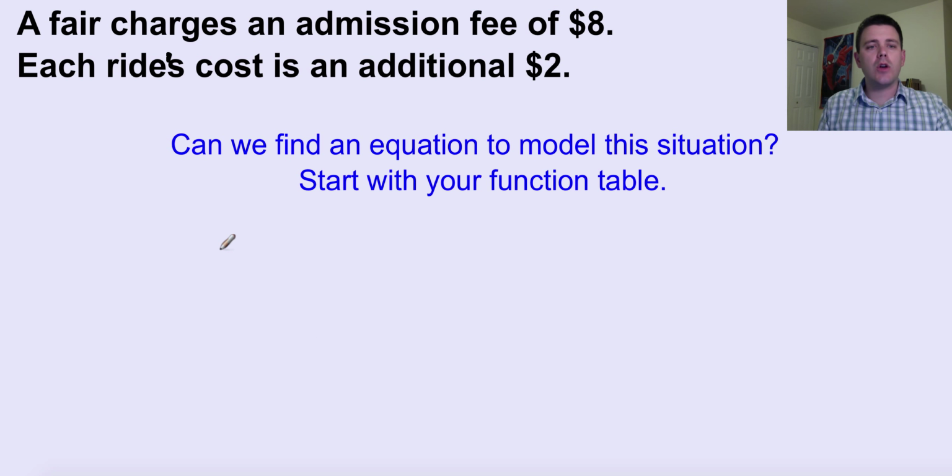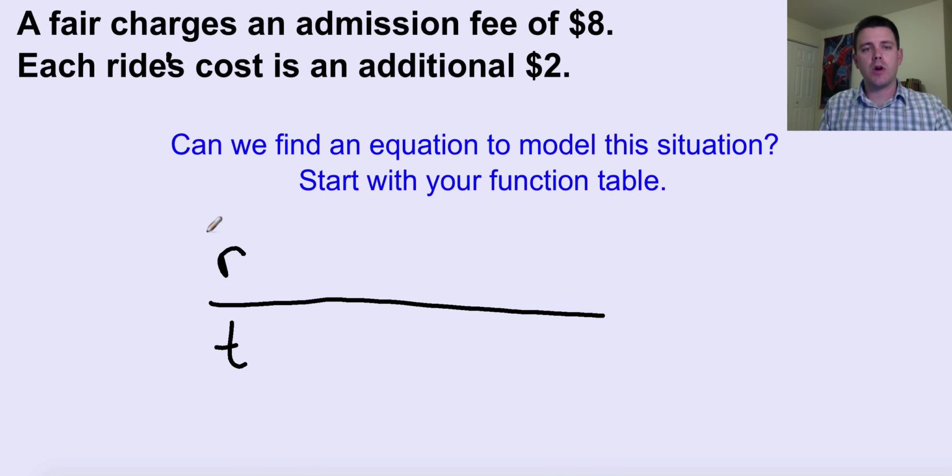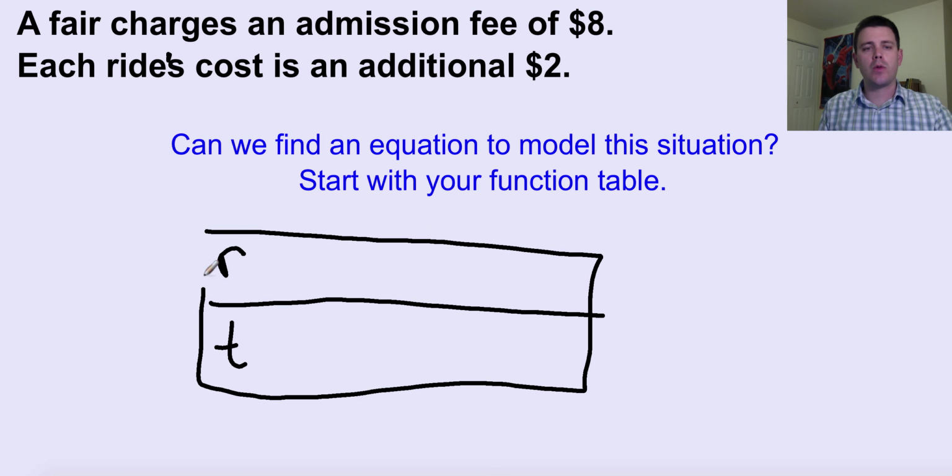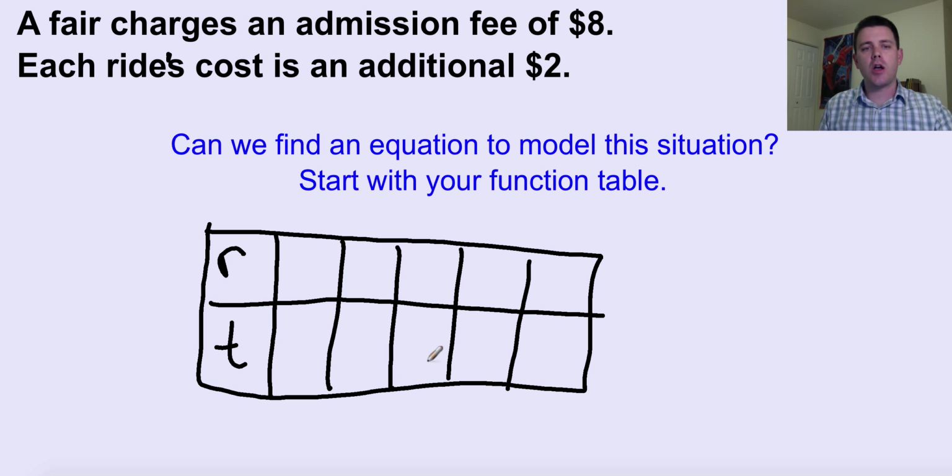So let's go R for rides and T for total. And this time we'll make our function table go horizontally, just because we want to be able to do both. Okay. And we just want to know, based on the number of rides that we go on, how much is it going to cost? Well, what if I go on 0 rides? Well, it's kind of a boring trip to the amusement park or to the fair, but they're still going to charge me that $8 just to get in. So maybe you're just going to watch your friends.